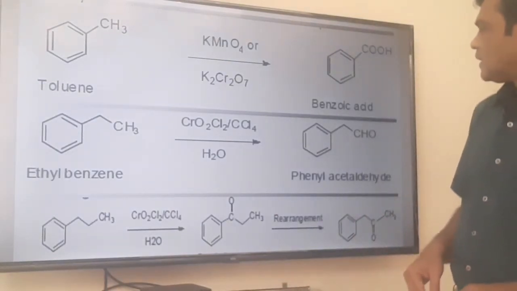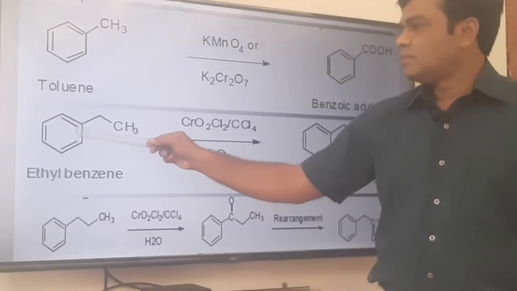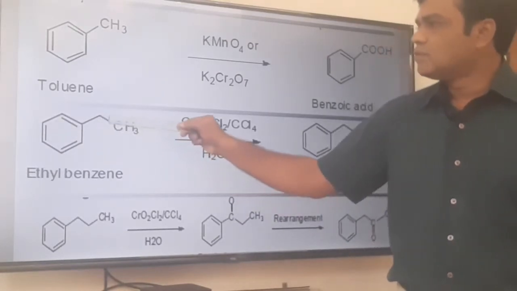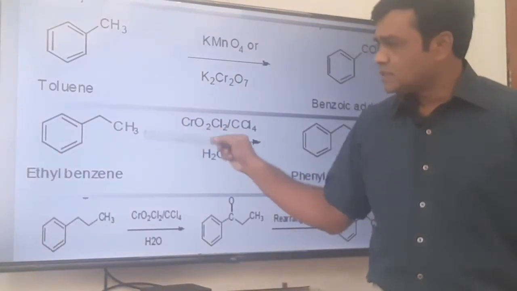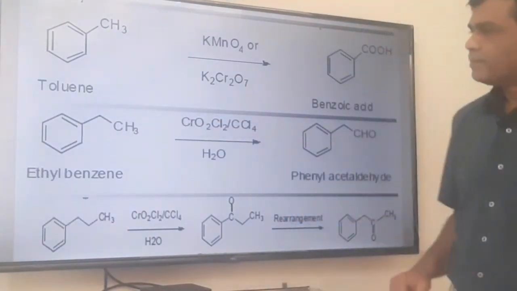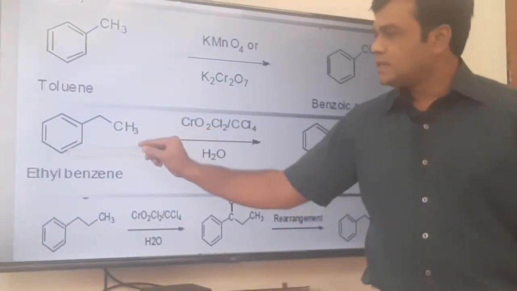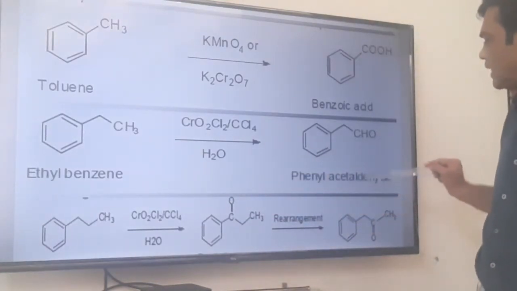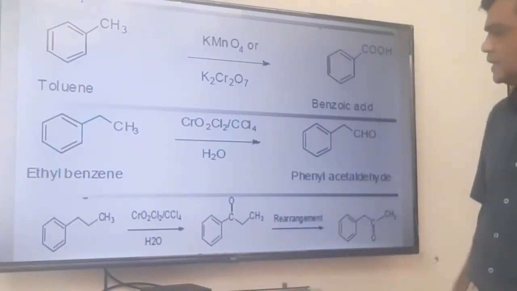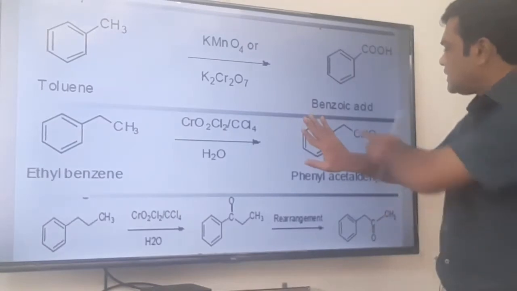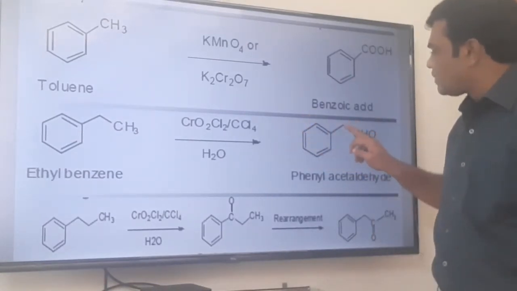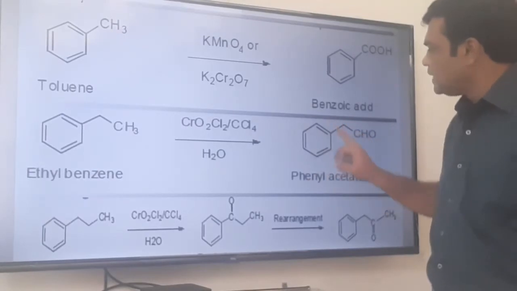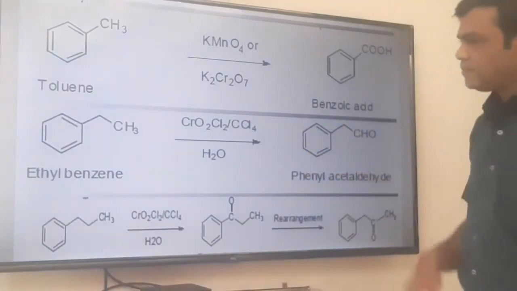See here, now in this example, an ethyl group is attached to the benzene ring. So what will happen? This CH3 group will oxidize to aldehyde only, and what we will get? Ethyl benzene is converted to phenyl acetaldehyde. It is phenyl acetaldehyde because you know CH3 C double bond OH is acetaldehyde. One of the hydrogens from the CH3 group is replaced by a phenyl ring, so it is phenyl acetaldehyde.